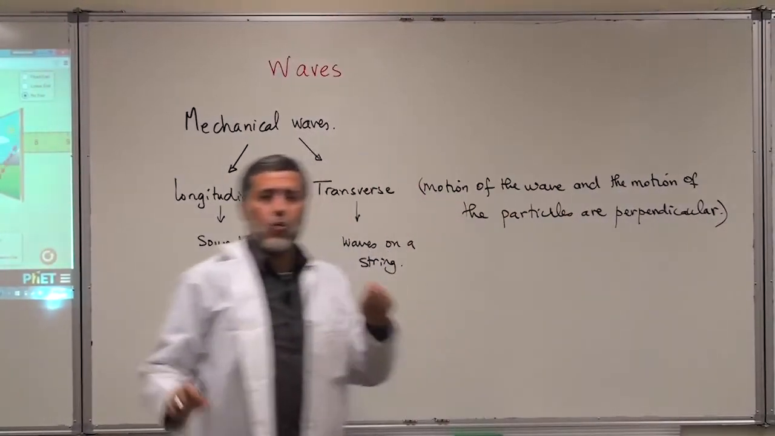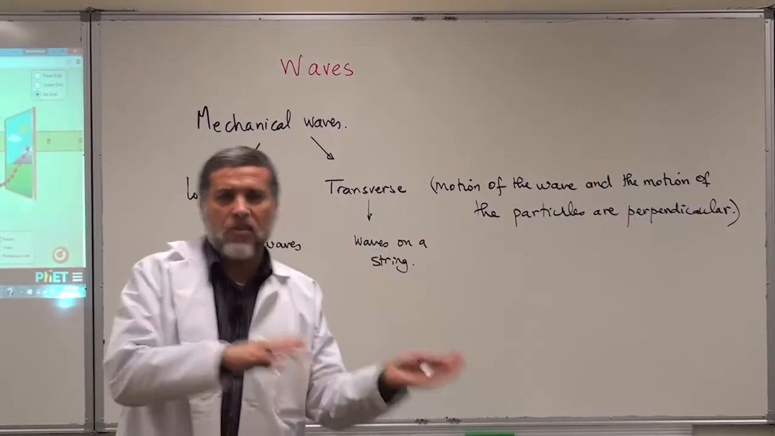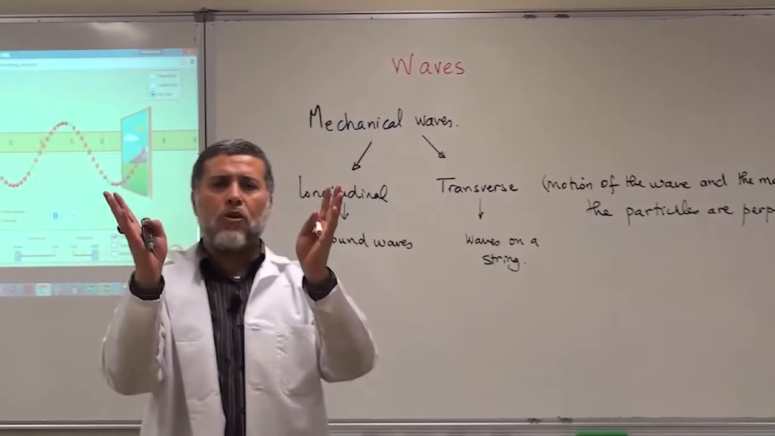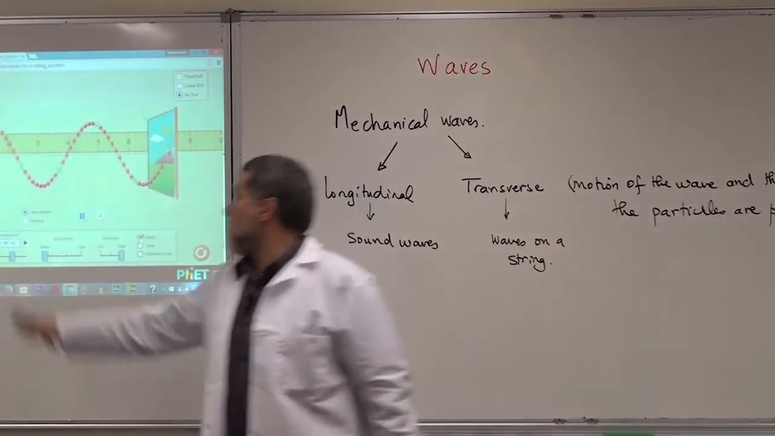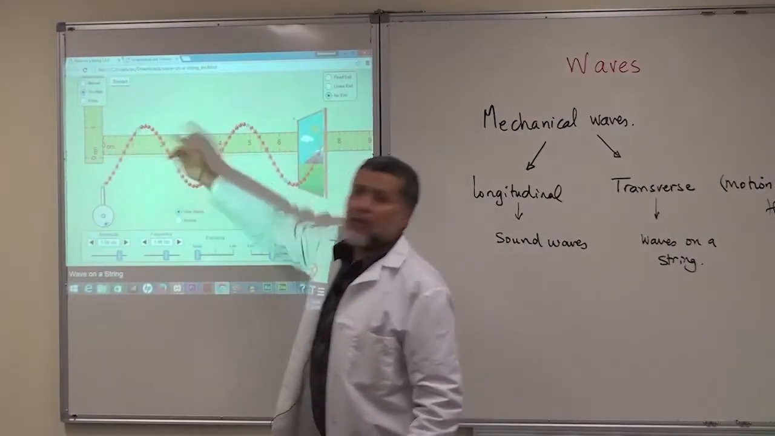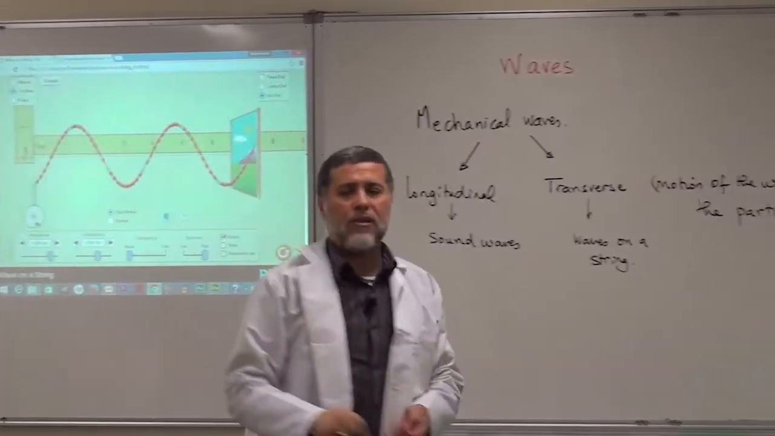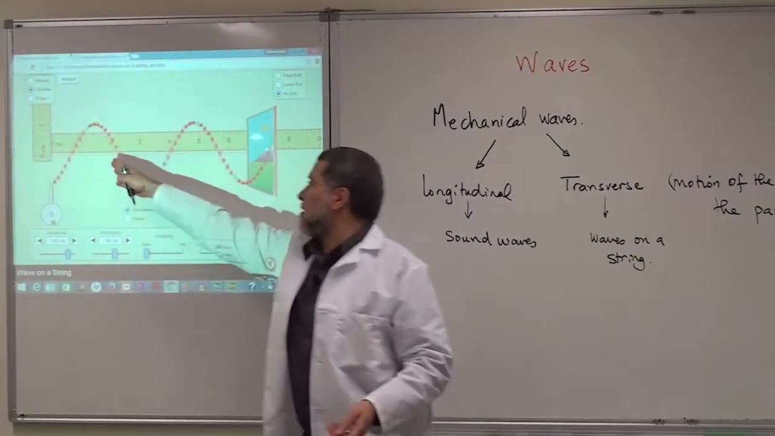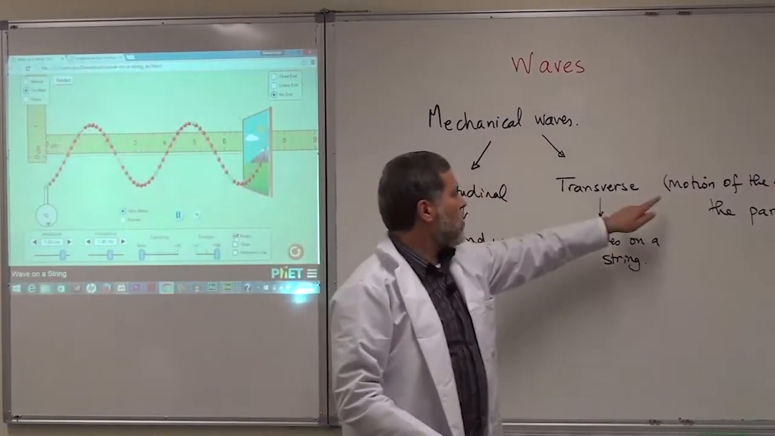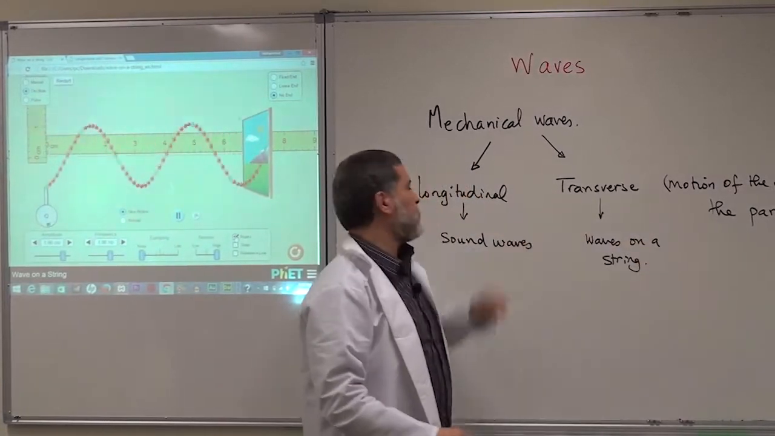So to know whether we have a transverse or longitudinal wave, we have to look at the two motions. We have the motion of the wave and the motion of the particles, which make the medium where the wave is propagating or moving. So when these two motions are perpendicular, we call this a transverse wave.